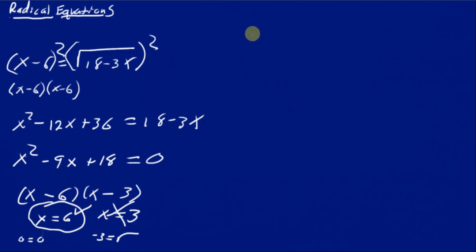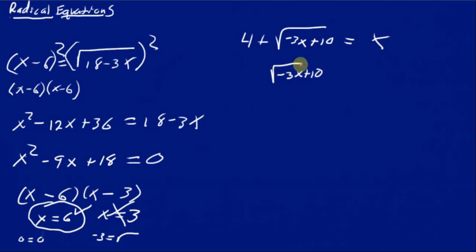All right, one more like that. So we got 4 plus the square root of negative 3x plus 10 is equal to x. All right, before I need to square both sides, I've got to subtract 4 from both sides. So it's the square root of negative 3x plus 10, that 10's under the radical, is equal to x minus 4. Ready to go ahead and square.